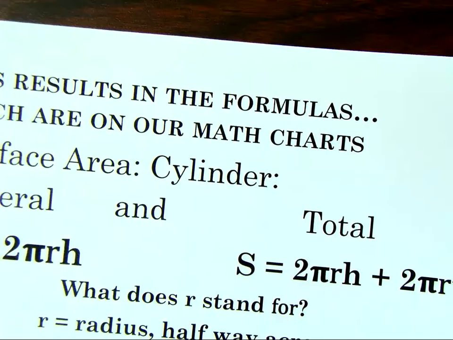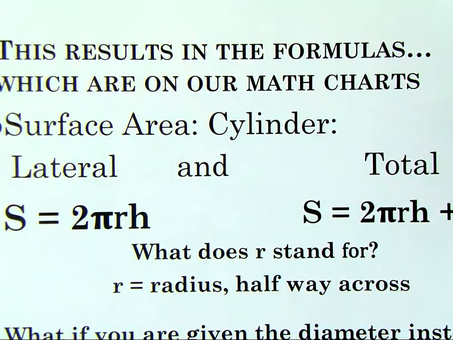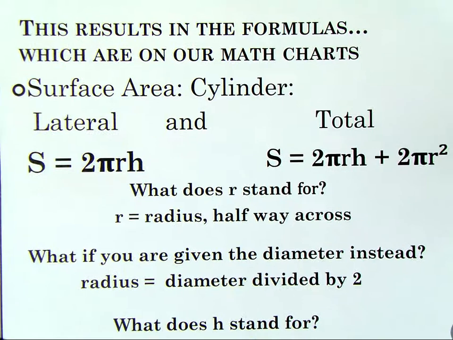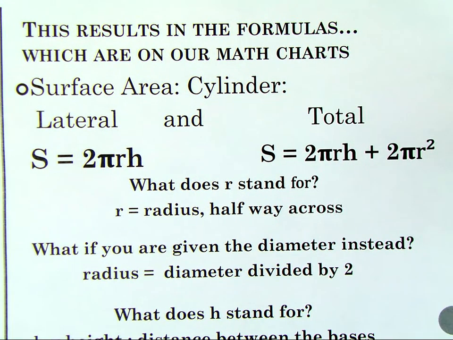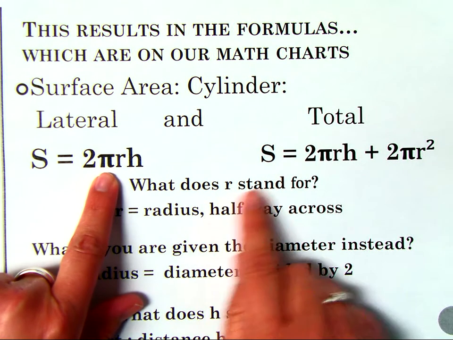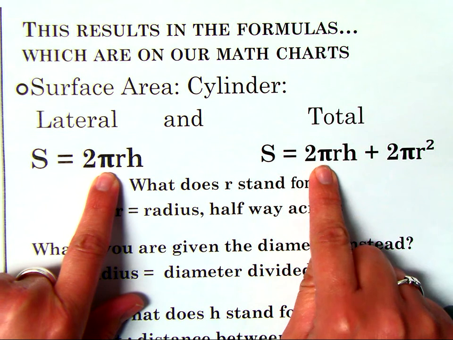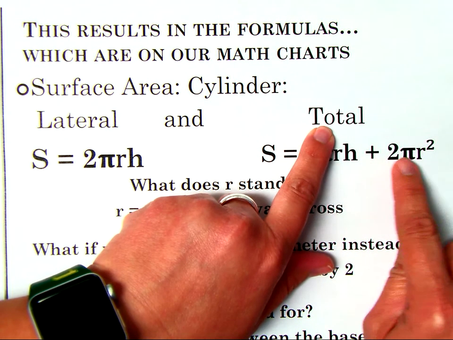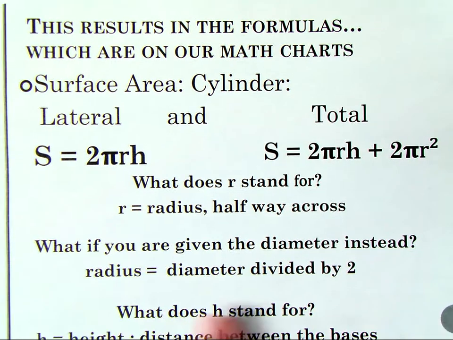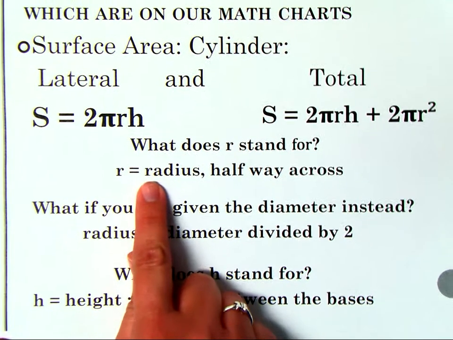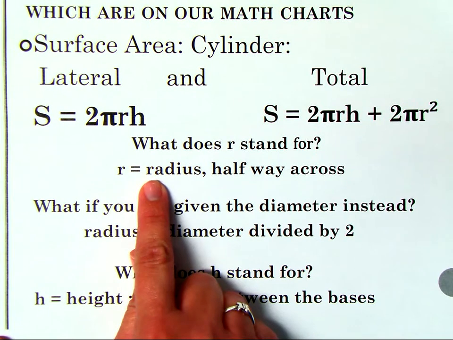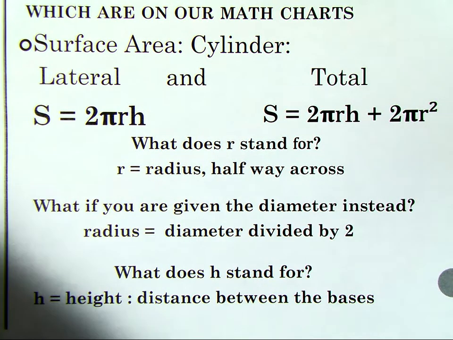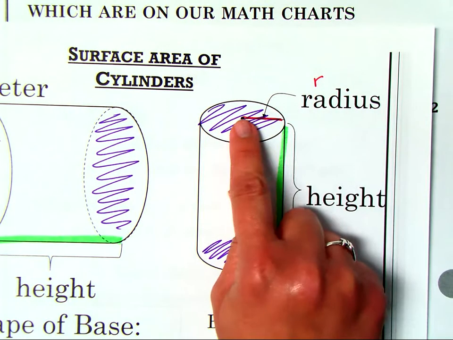And that's what this next slide reiterates. So the results in the formula are on your math charts. Again, you don't have to memorize these formulas, but it's really important for us to understand where they came from. So lateral surface area is always going to be the first part of your total, but your total is going to be that little extra because here we're adding the bases. Okay? So we have to know the radius, which is halfway across that circle from the center to the edge, like in that first picture.